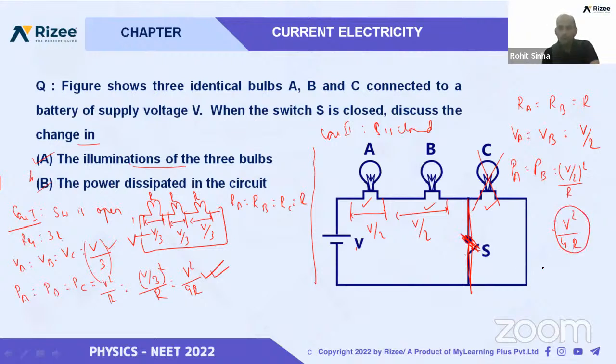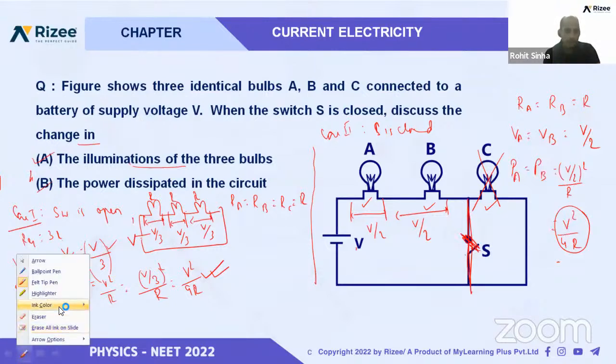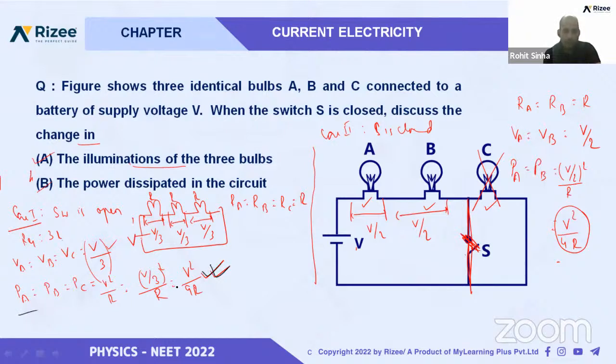Okay. Now, what can we do? We can compare. See this one, it was the power when the switch was open. This is the power when the switch is closed. If we multiply 9 here and 9 here, it becomes the power of the circuit when the switch is closed, with the switch open as before. We can say new power is equal to 9 by 4 times old power.